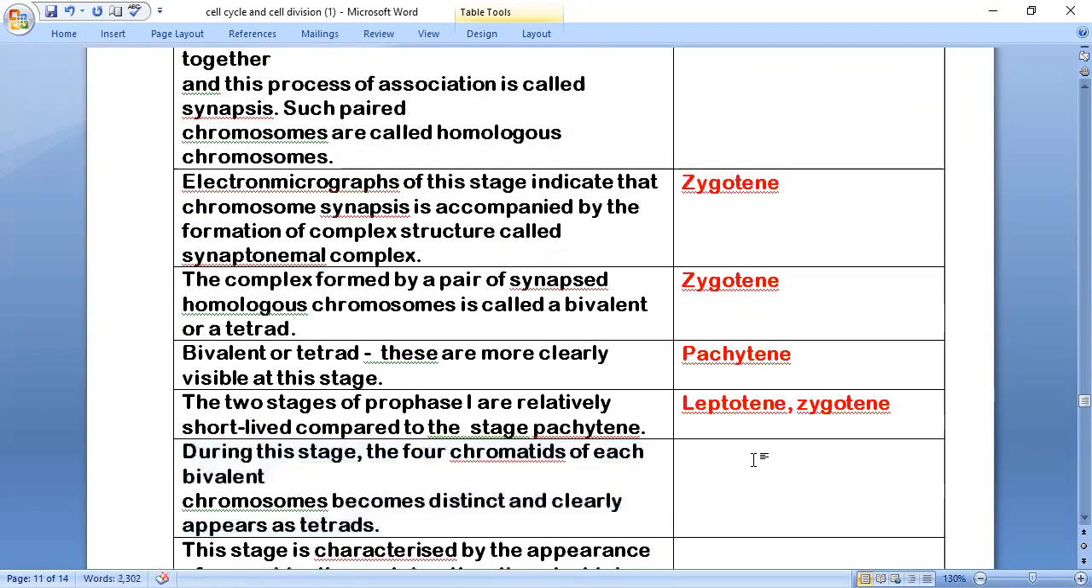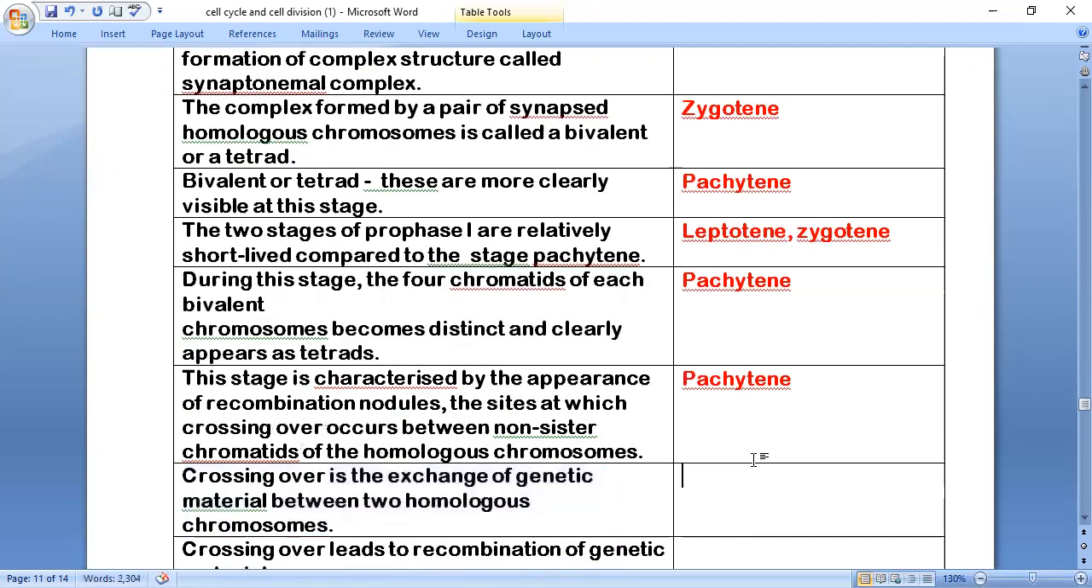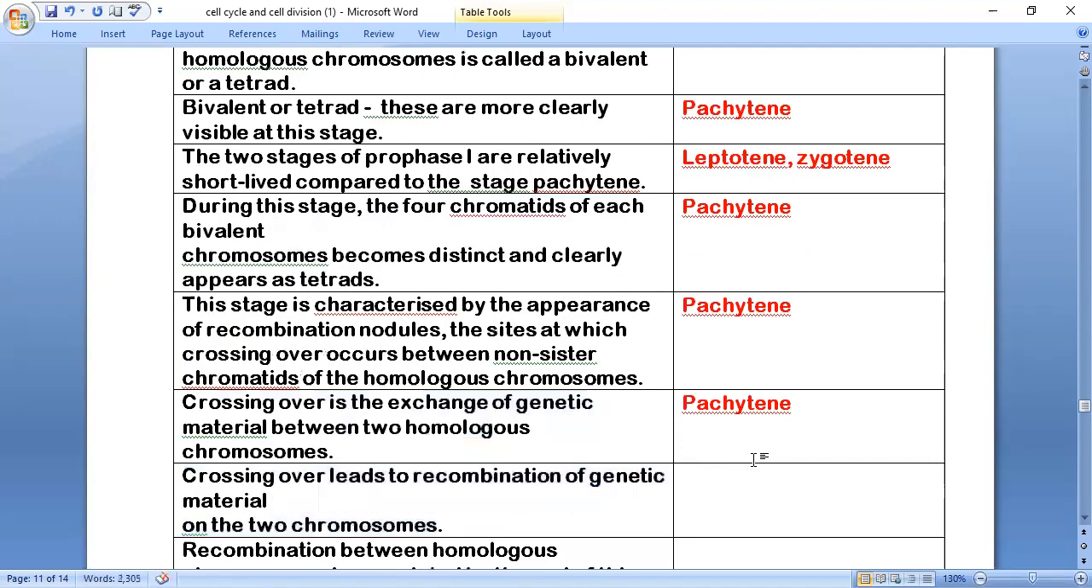During this stage, the four chromatids of each bivalent chromosome become distinct and clearly appear as tetrads, that is pachytene. This stage is characterized by the appearance of recombination nodules, the sites at which crossing over occurs between non-sister chromatids of the homologous chromosomes. Crossing over is the exchange of genetic material between the two homologous chromosomes, and it leads to the recombination of genetic material.